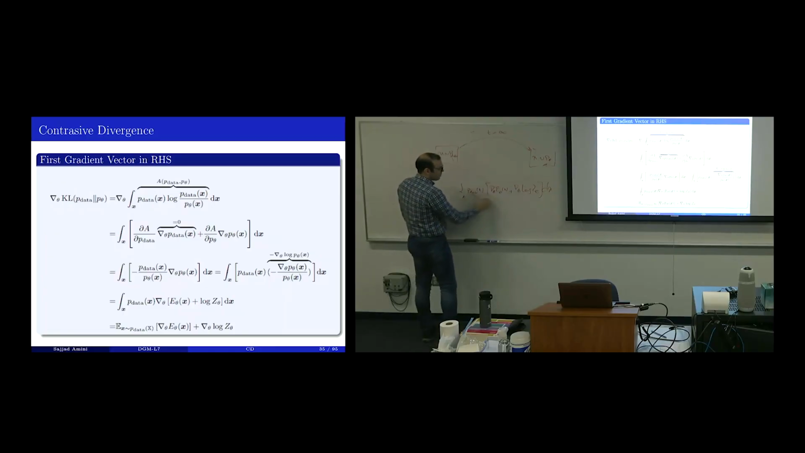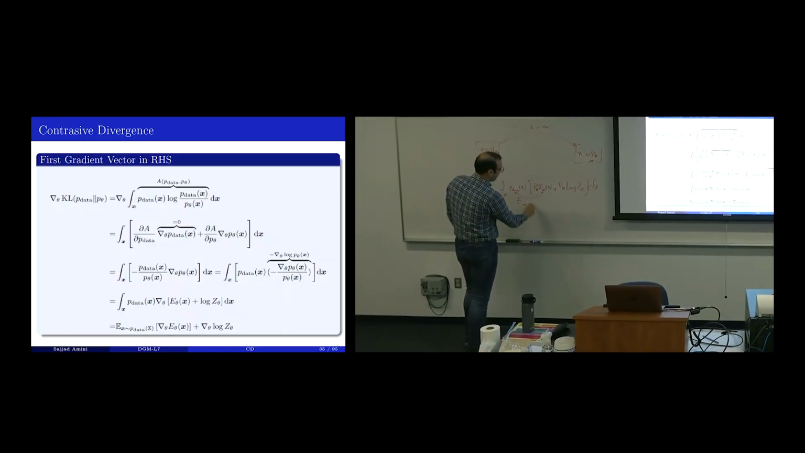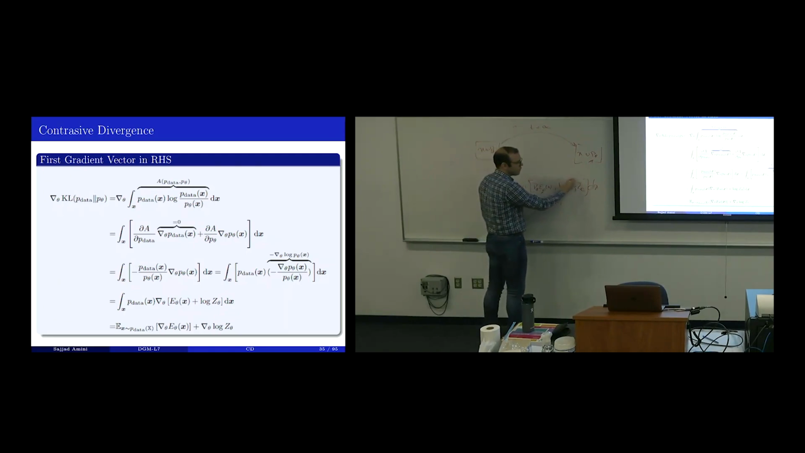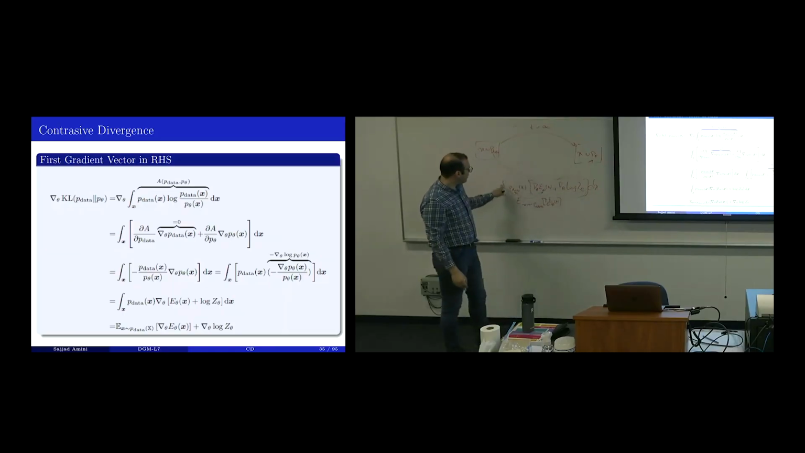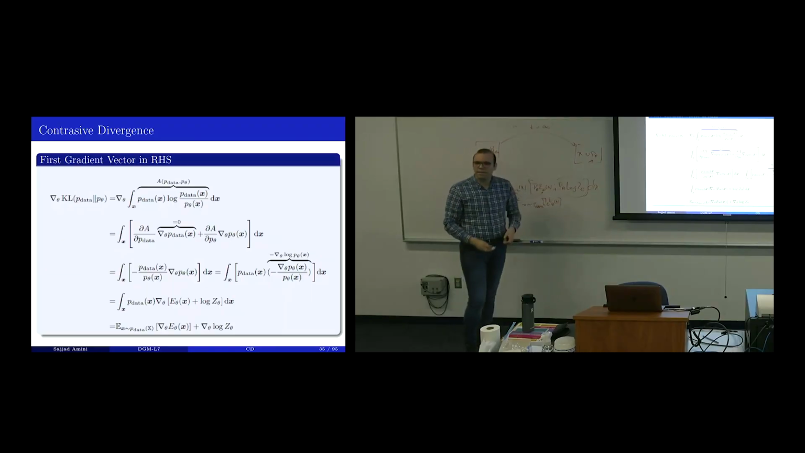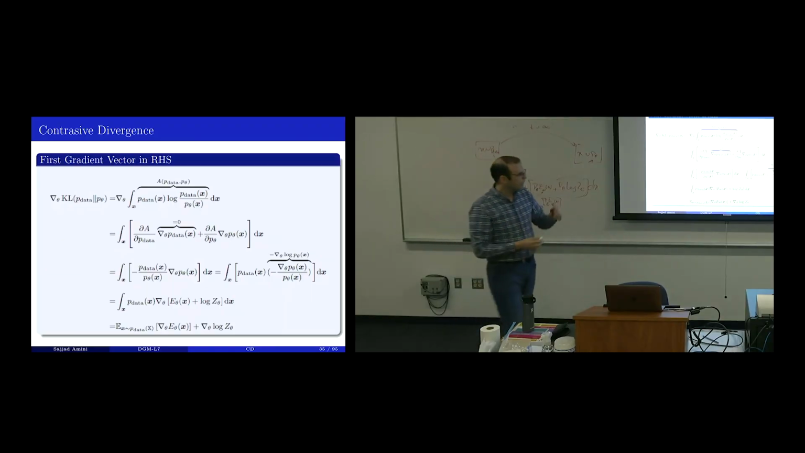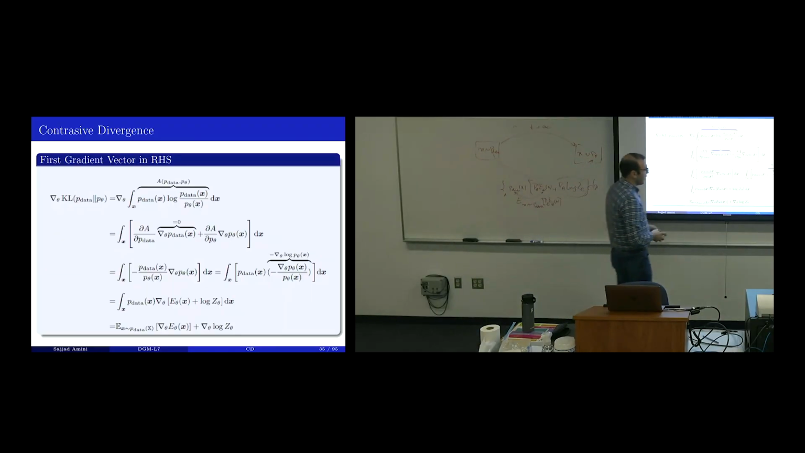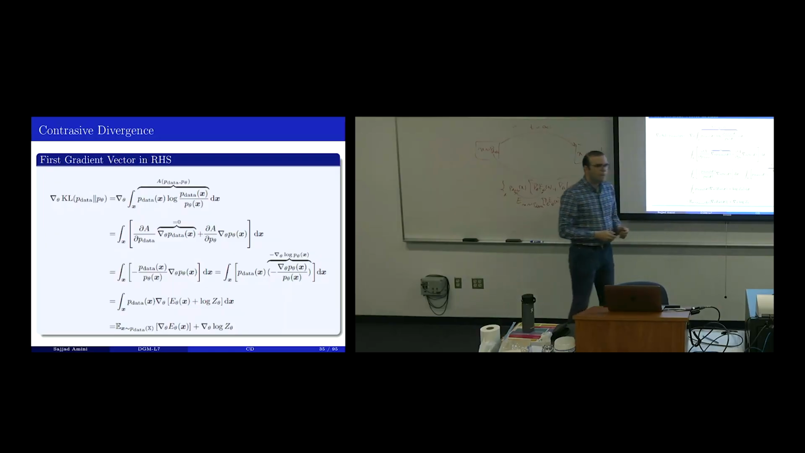The first part contributes to the expectation, x coming from p data, of this term. But the second one, because this term is not a function of x, can go outside, and you have the integral of p data of x dx. So it's equal to 1 and you do not have the expectation.